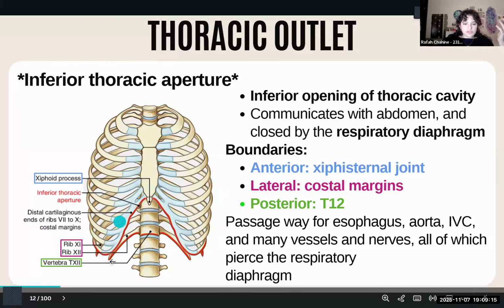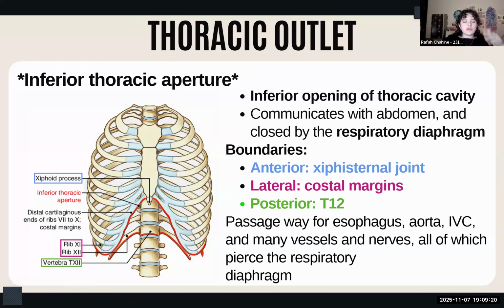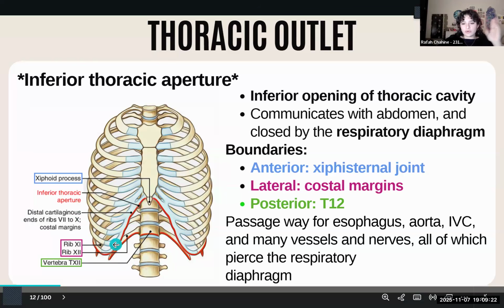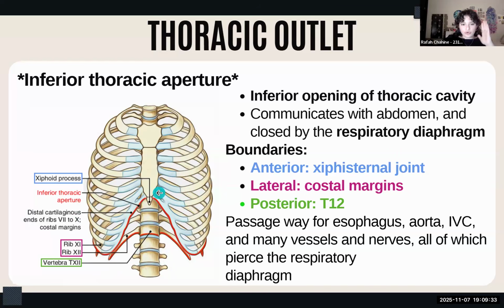Laterally, we have the costal margins. Margin is the end of a certain portion of something, and so the end of the ribs is going to be called the costal margin. Posteriorly, we have the last thoracic vertebrae, or T12, okay? What does this allow for? Passage of the esophagus, the IVC, the aorta, and a bunch of other nerves and very important structures, okay?